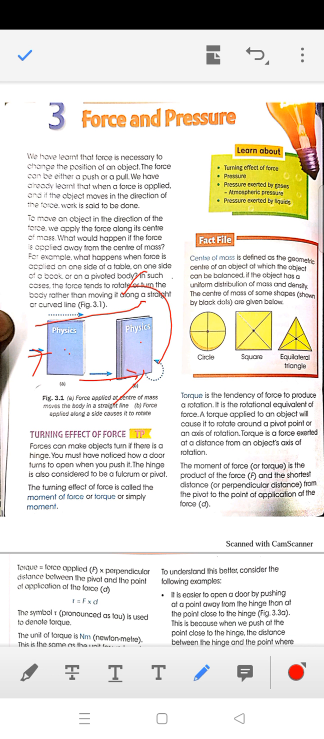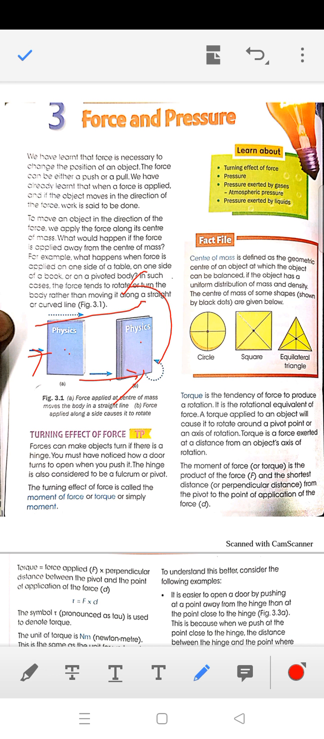A similar case happens when we pull or open a door or close a door. Then there is also a rotation along the hinge, which is called the axis of rotation. So when we apply force on a pivoted body, then we don't see translatory motion, and in that case the body turns about an axis. This is called turning effect of force.